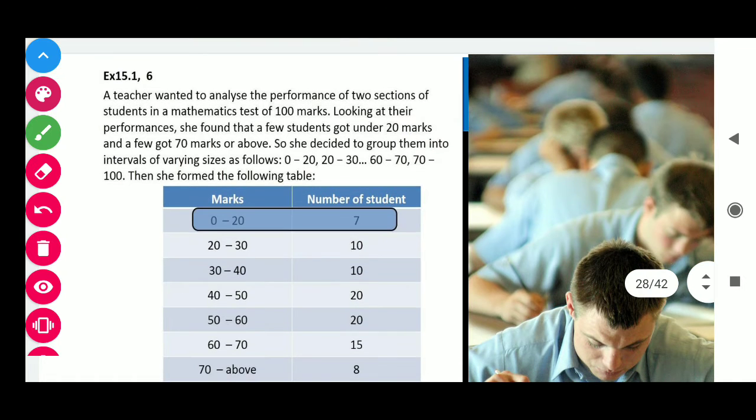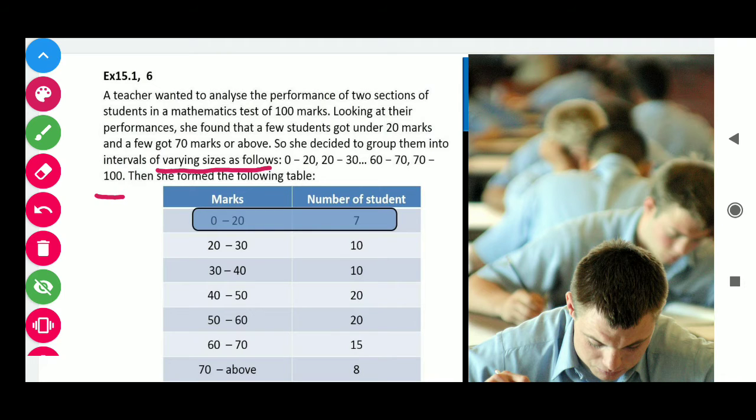Students, we are on question number 6, exercise 15.1. A teacher wanted to analyze the performance of two sections of students in a mathematics test of 100 marks. Looking at their performances, she found that a few students got under 20 marks and a few students got 70 marks or above. So, she decided to group them into intervals of varying sizes as follows: 0 to 20, 20 to 30 and so on up to 70 to 100.